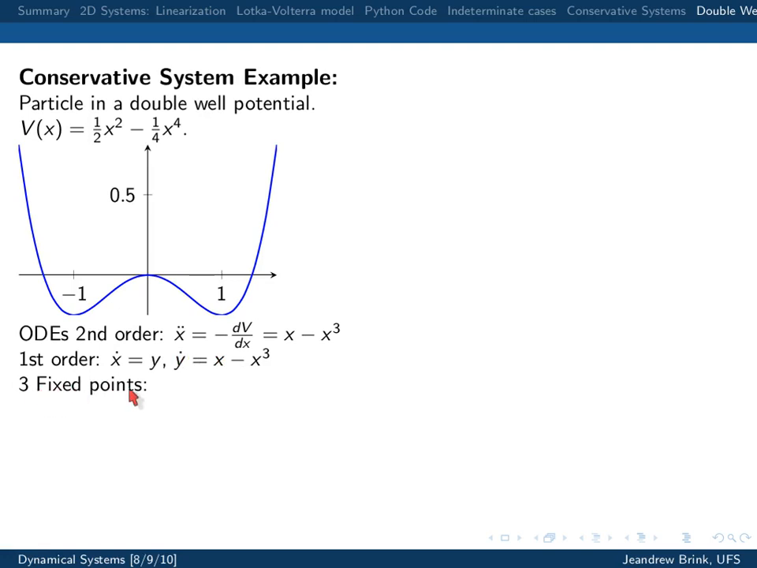You have fixed points. Fixed points occur when y equals 0 and when x times 1 minus x squared equals 0. So all our fixed points are on the x-axis, at y equals 0, and that equals 0, which basically means that x can be 0 or plus minus 1. So that's where our 3 fixed points are.